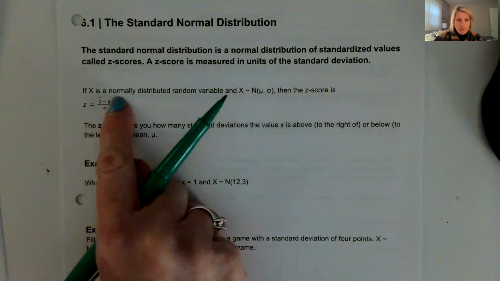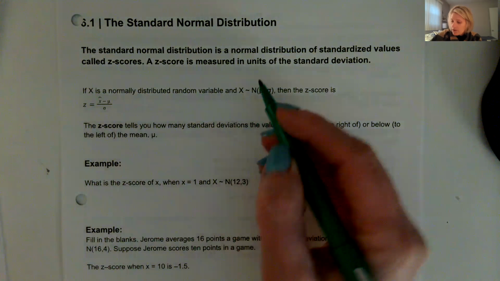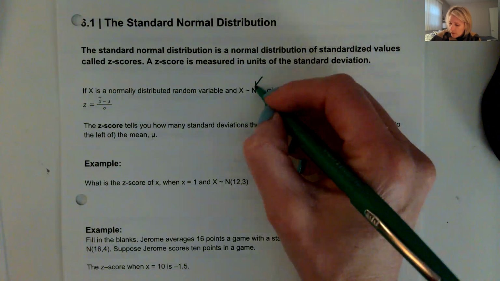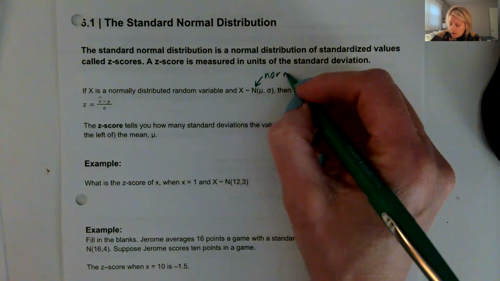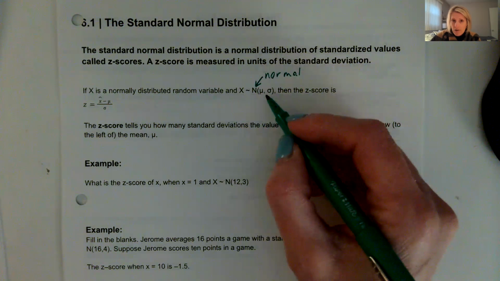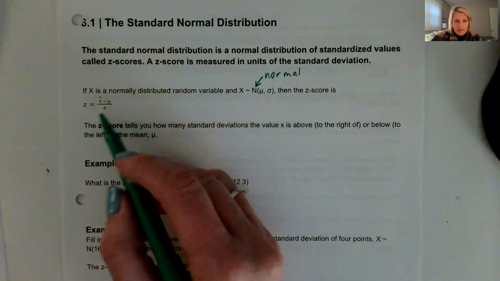It says if X is a normally distributed random variable and X is defined as normal. So we did B for binomial in chapter 4, and now this is going to be our normal distribution, with the parameters being the mean and the standard deviation. Then the Z-score is going to be defined as this.